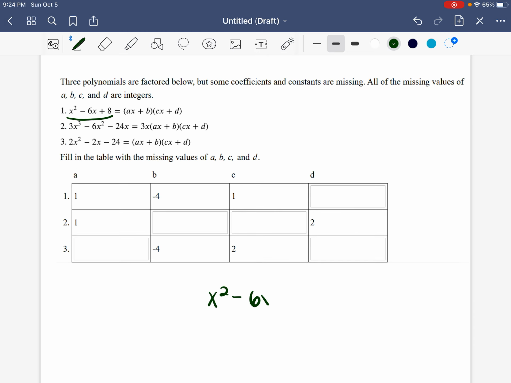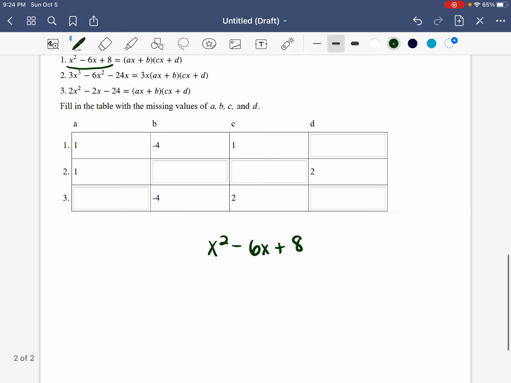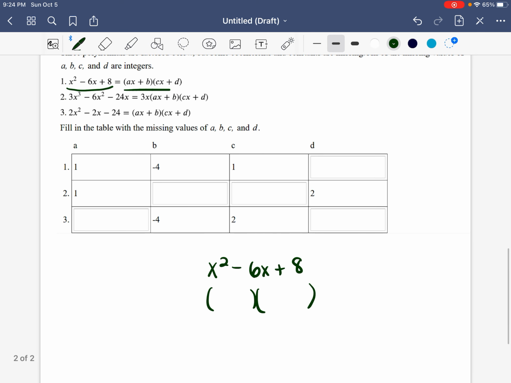It's x squared minus 6x plus 8. They want us to break it down into 2 parentheses. And we know that by how the ax plus b and the cx plus d is written into 2 parentheses, 2 binomials. So let's go ahead and break this down or factor it. Well, we start by putting x and x in each one of the parentheses. Then we want to find 2 numbers that multiply to equal the last number, which is 8, but add to equal the middle number, which is negative 6.